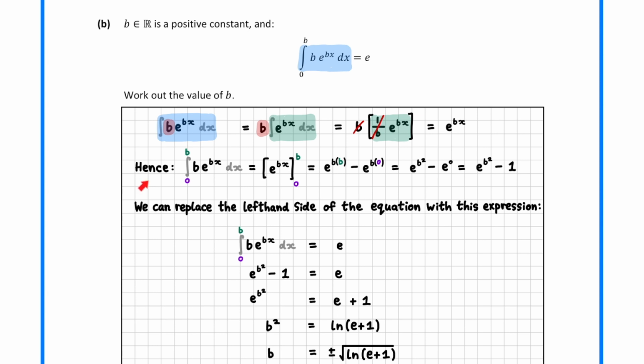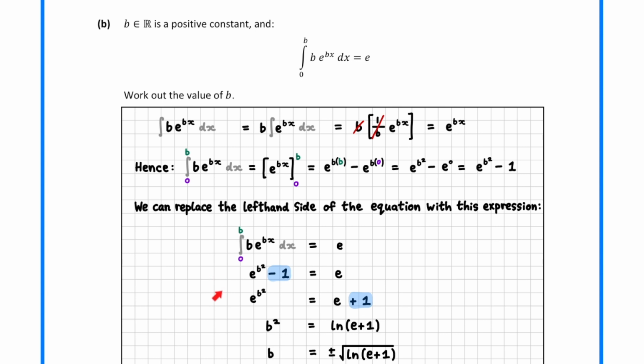To find the definite integral, we need to sub in the upper limit of b, sub in the lower limit of 0, and then subtract. Simplifying this gives us e to the power of b squared minus 1. We can write this expression in for the integral on the left-hand side of the given equation.